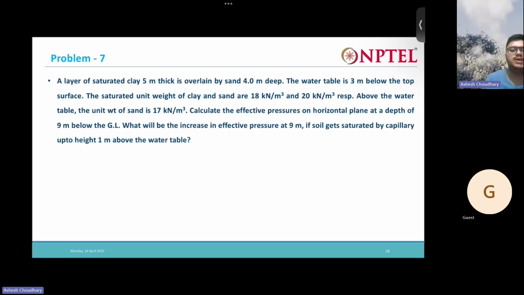Next, a layer of saturated clay 5 meter thick is overlain by sand 4 meter deep. The water table is 3 meter below the top surface. The saturated unit weights of clay and sand are 18 kilonewton per meter cube and 20 kilonewton per meter cube respectively. Above the water table, the unit weight of sand is 17 kilonewton per meter cube. Calculate the effective pressure on a horizontal plane at a depth of 9 meters below the ground level. What will be the increase in effective pressure at 9 meter if the soil gets saturated by capillary up to height 1 meter above the water table?